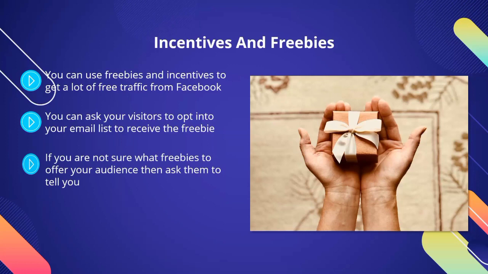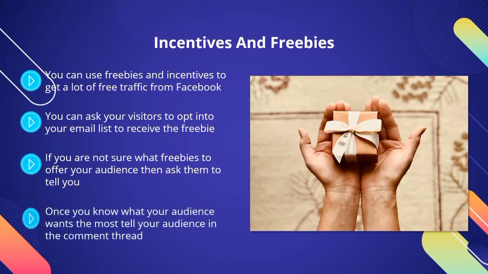If you are not sure what freebies to offer your audience, then ask them to tell you. Make a Facebook post with a number of different ideas that are numbered, example 1 through 5. Then ask them to type in the number of the incentive that most appeals to them. Typing a number is easy, so you should get a good response from this. Once you know what your audience wants the most, tell your audience in the comment thread. As your audience helped you to choose the best incentive, they will be a lot more likely to click through to get it.